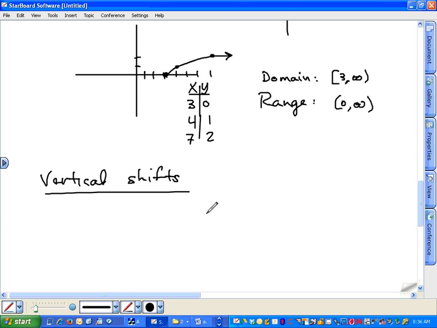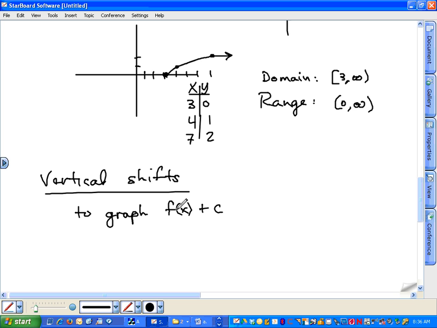Vertical shifts. The change occurs outside of the function. So to graph f of x plus c, now take a look at where the plus c occurs, you guys. Is that inside or outside? Outside. This is outside of the function.